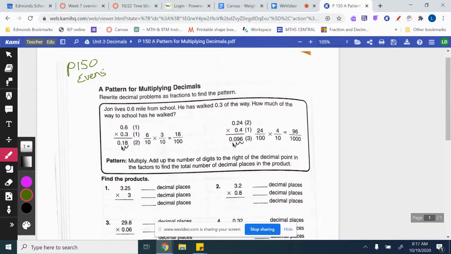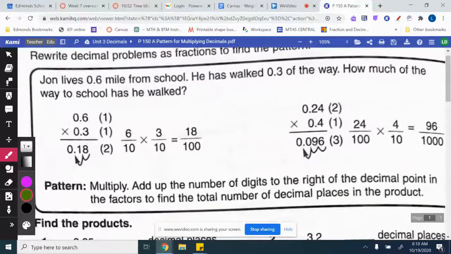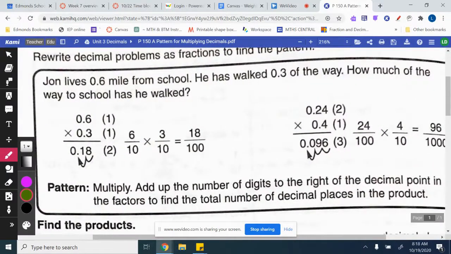So the most important thing is that you just multiply like normal and then count your decimals. On this problem, John lives 0.6 miles from school. He walked 0.3 of the way. How much of the way to the school has he walked? And I want you to note that of means multiply.